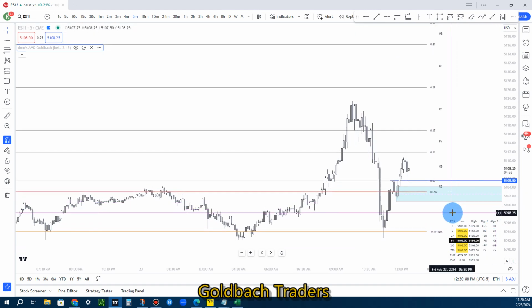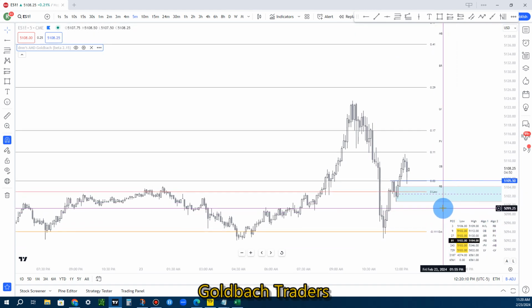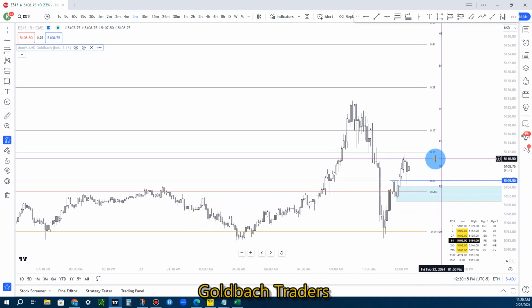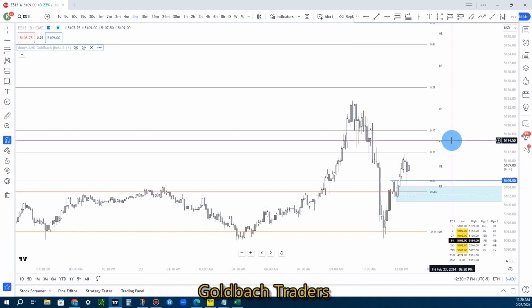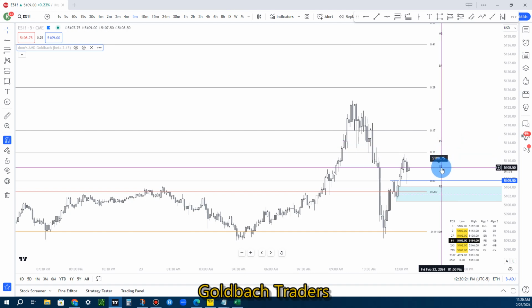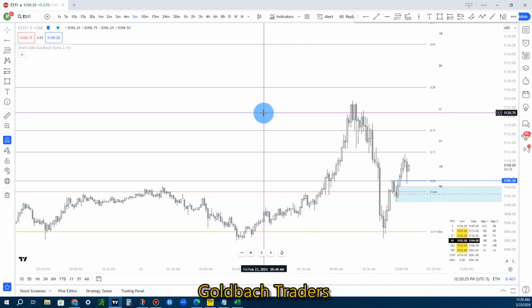I try to find levels that match up with the Goldbach. All right. That way it tells me I'm going with the algorithm. All right. So I think that's all I wanted to cover today.